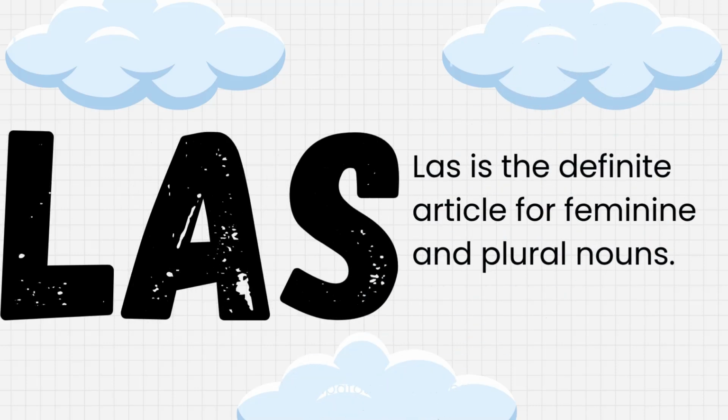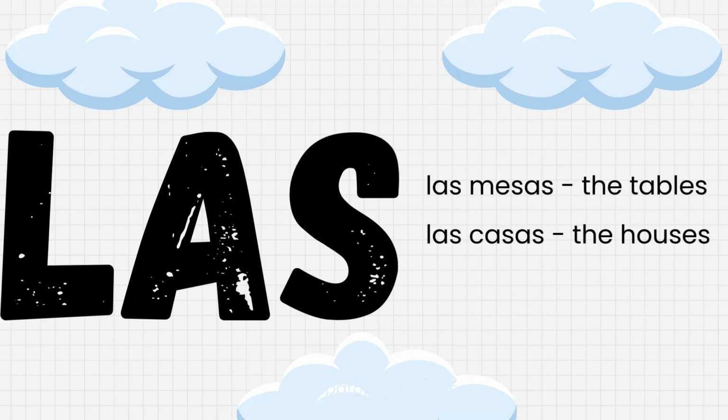Okay, so the final one, what do you think it would be? It would obviously be las, which is the article for feminine and plural. They have to be feminine and plural. Those are the two requirements. Using the same examples, but this time they're pluralized, las mesas, las casas. The tables, the houses. Because mesas is a feminine and plural noun, we have to use the correct article to go with that, which would be las in this specific instance.